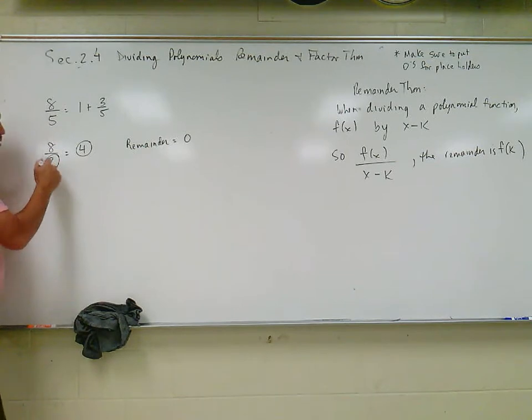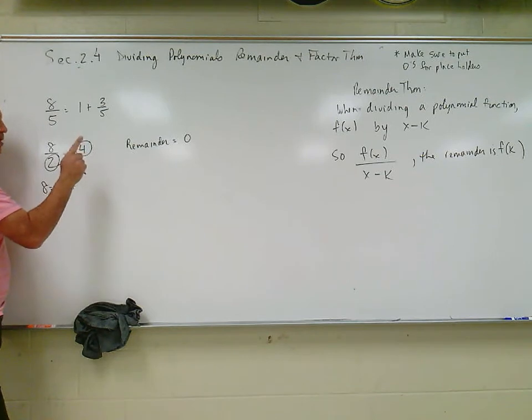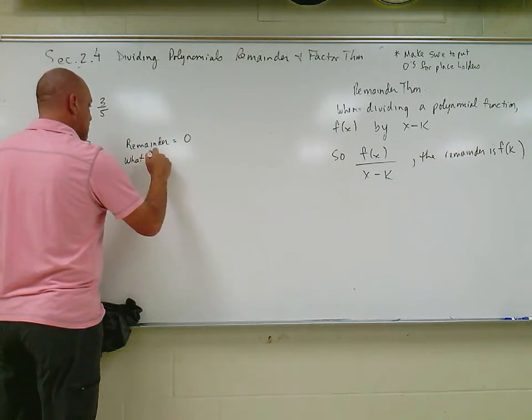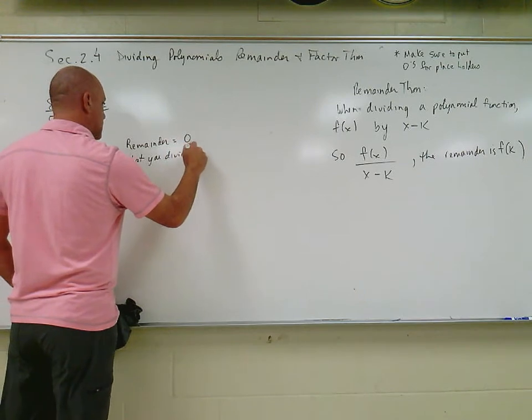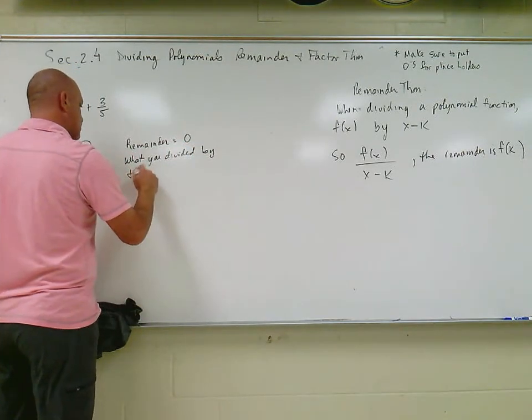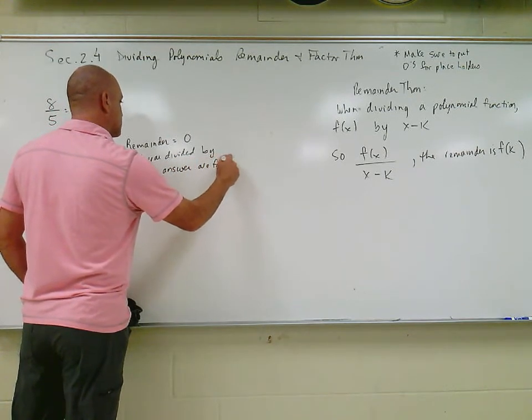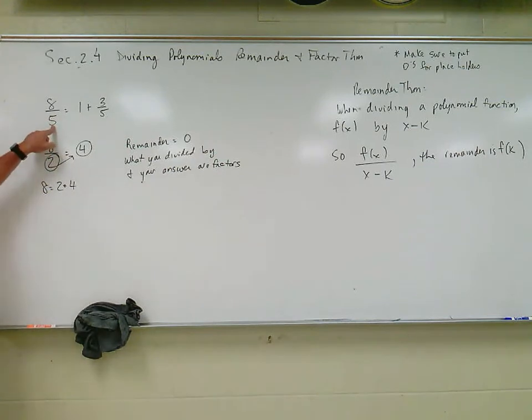See, look, if I cross multiply now, 8 should equal 2 times 4. So anytime the remainder is 0, what you divided by and your answer are factors. If the remainder is 0, then what you divided by and your answer are factors. Notice up here, I divided 8 by 5 and we got a remainder of 3. Notice 5 is not a factor of 8. But here, where there was no remainder, what we divided by and our answer were factors.